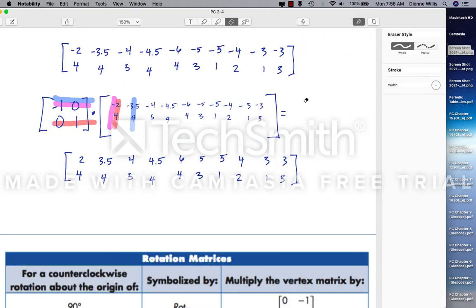I just took the negatives off. I really just copied and took the negatives off because that's all that's going to happen, and that's the result. So do I expect you, when you're doing this, to actually multiply it through? Not necessarily. Not if you can see a way to get around it.